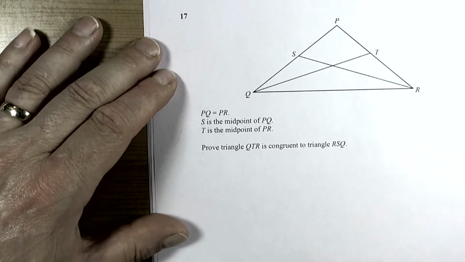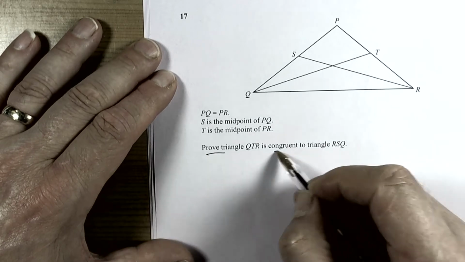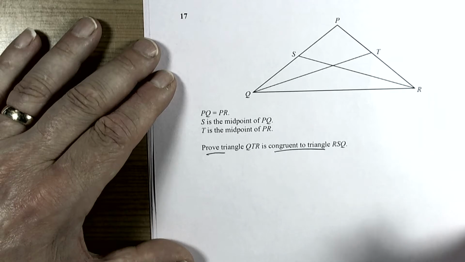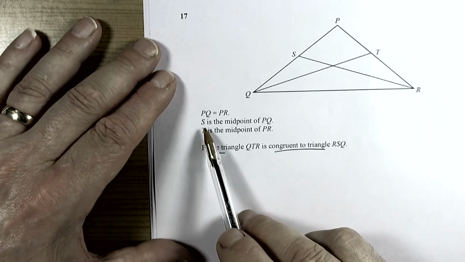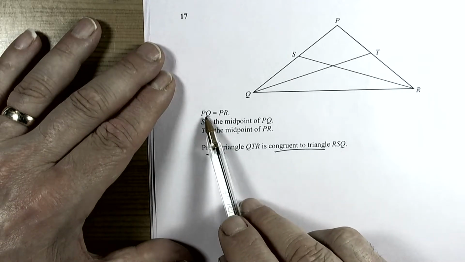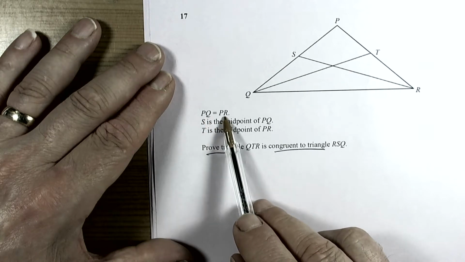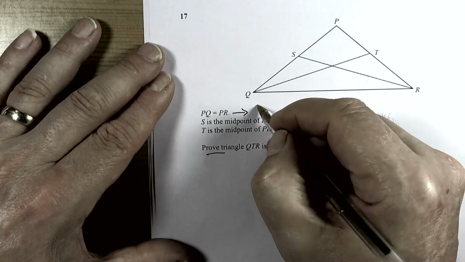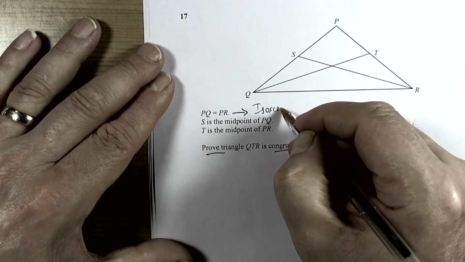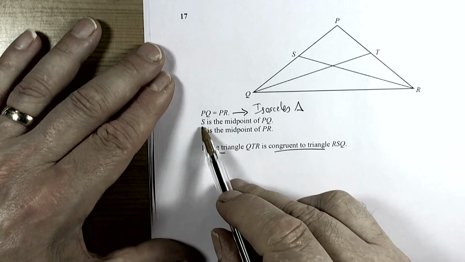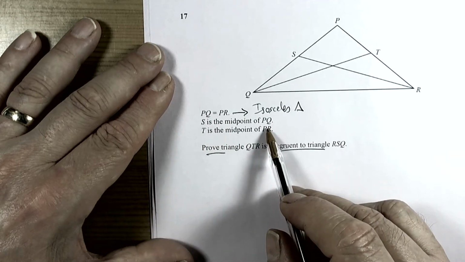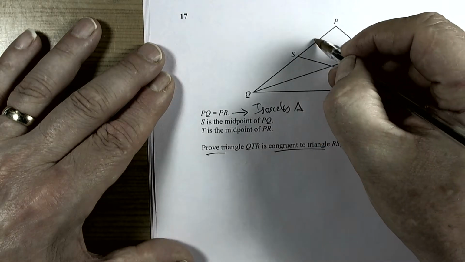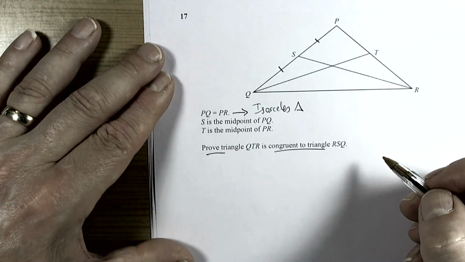Alright, so we've got to prove congruent. Okay, so proof requires you to be very clear about what you're doing and why you're doing it, so you need to explain. So let's have a look what they're telling us. PQ is equal to PR. Well, this tells us then that we're dealing with an isosceles triangle. S is the midpoint of PQ. So this tells me that that length and that length are identical.